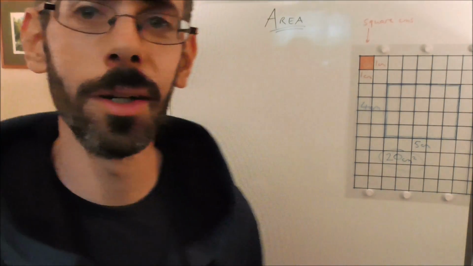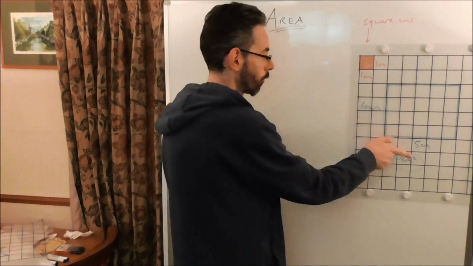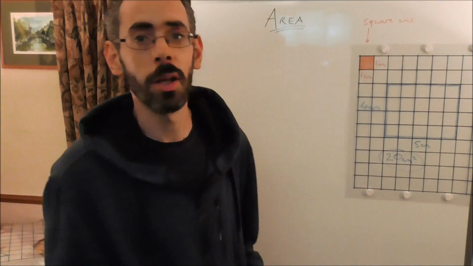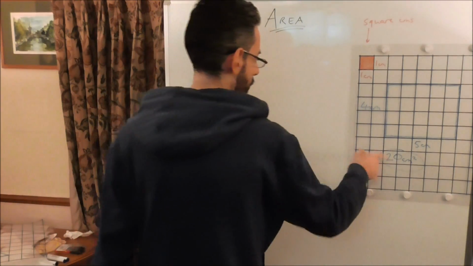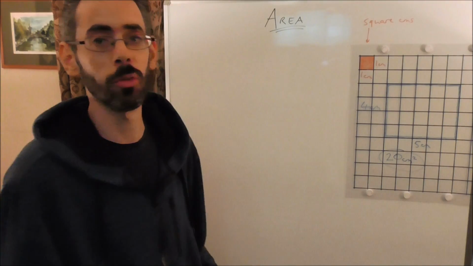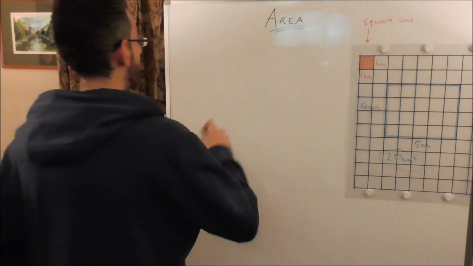Now, a lot of you may know a quick way of finding the area of a rectangle. The quick way to do it is just to multiply the length and the width together. So 4 times 5 or 5 times 4. That's a quick way of finding the total number of squares, which is 20. So the area of this rectangle is 20 square centimetres. Let's do a few more.